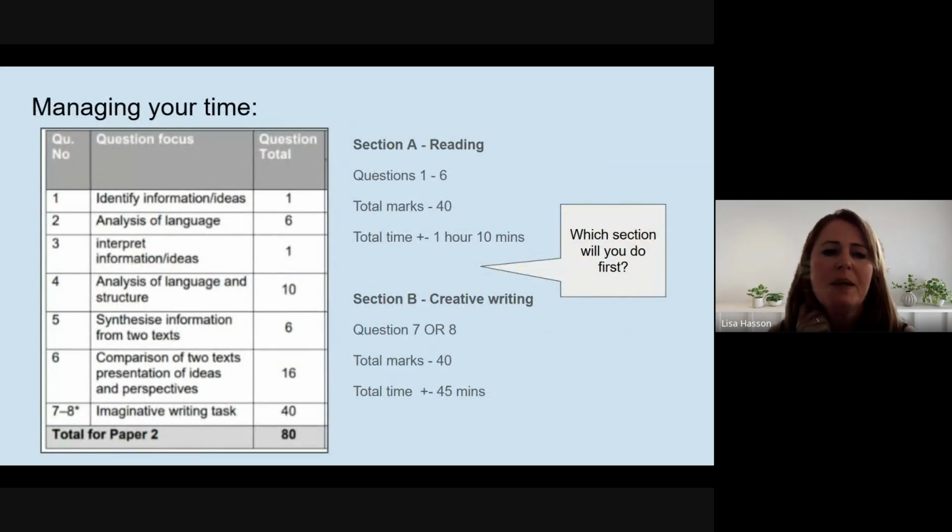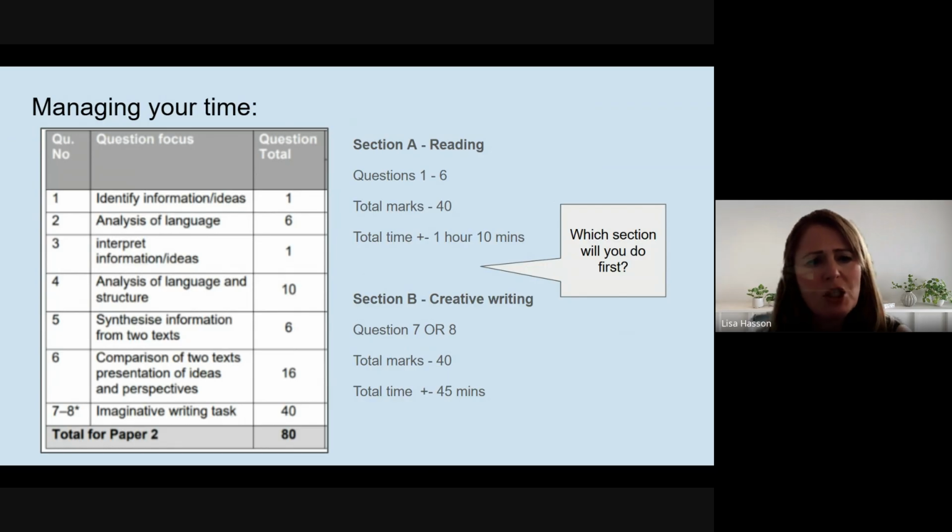Okay, so in terms of managing your time, here is a breakdown of the questions that you have on Paper 2. Questions 1 to 6 have been allocated the amount of marks that you get for each question. You will see here that they're relatively equally weighted compared to Paper 1, except of course for question 6 and then 7 or 8. You have 2 questions where you have to pick out a piece of information very quickly and they're worth 1 mark. That's your question 1 and your question 3.